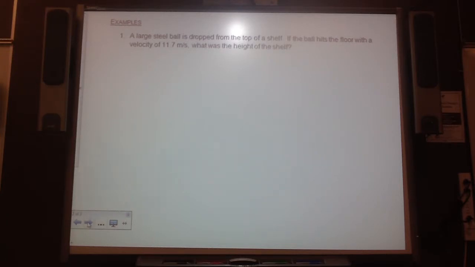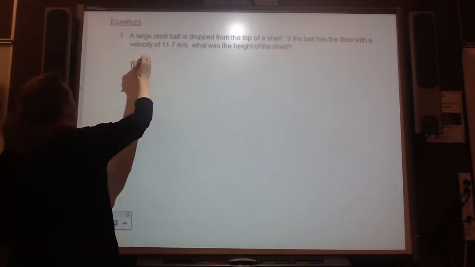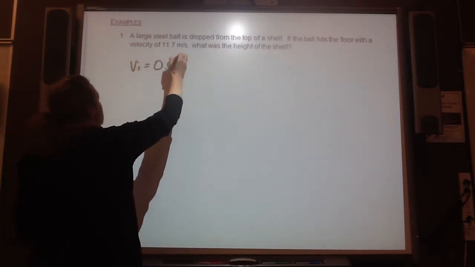Okay, so let's do a couple examples about how we apply this mathematically. A large steel ball is dropped from the top of a shelf. If the ball hits the floor with a velocity of 11.7 meters per second, what is the height? So it's dropped from the top of a shelf. What is always my initial velocity when I'm dropping something? Zero, yeah, okay. So for sure I know that. So VI is equal to 0.0 meters per second.